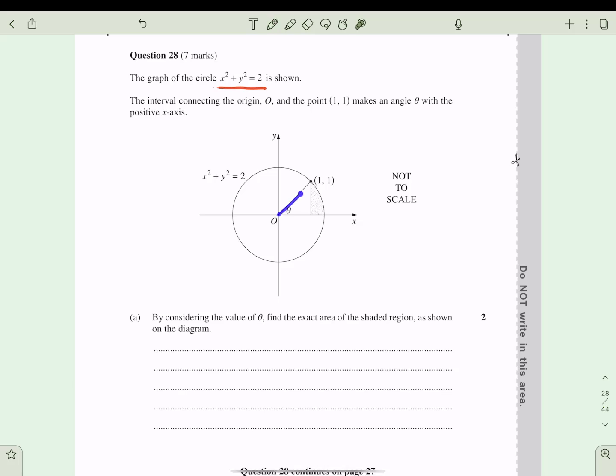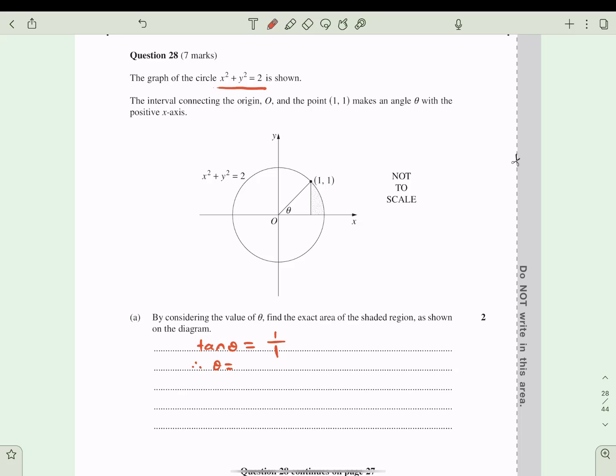Looking at the right angle triangle here, we see that the x and y coordinates are both 1, so (1, 1). What that means is that the opposite side is equal to 1 and the adjacent side is also equal to 1, so tan theta is equal to 1 over 1.